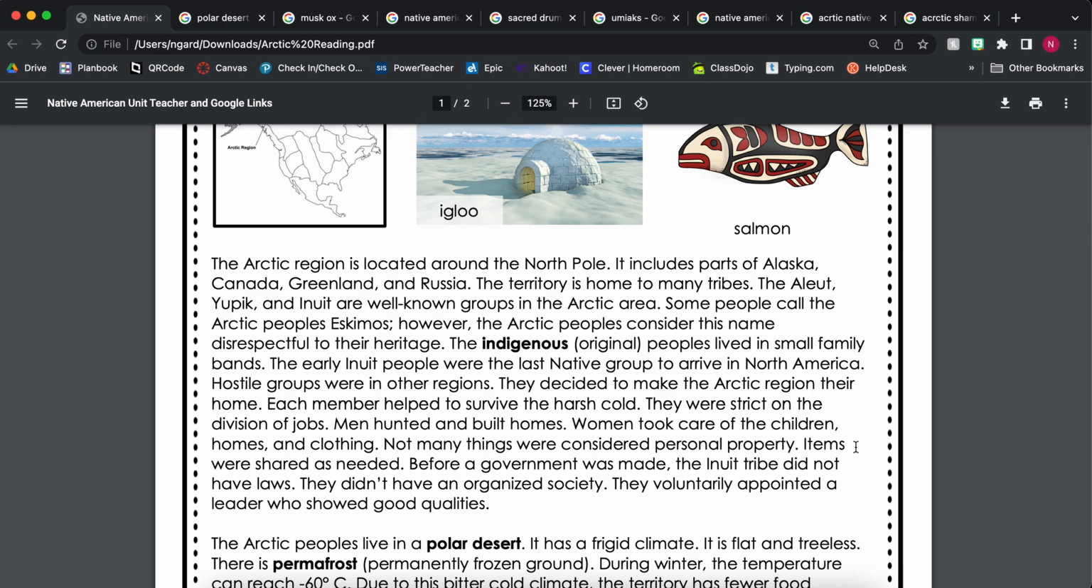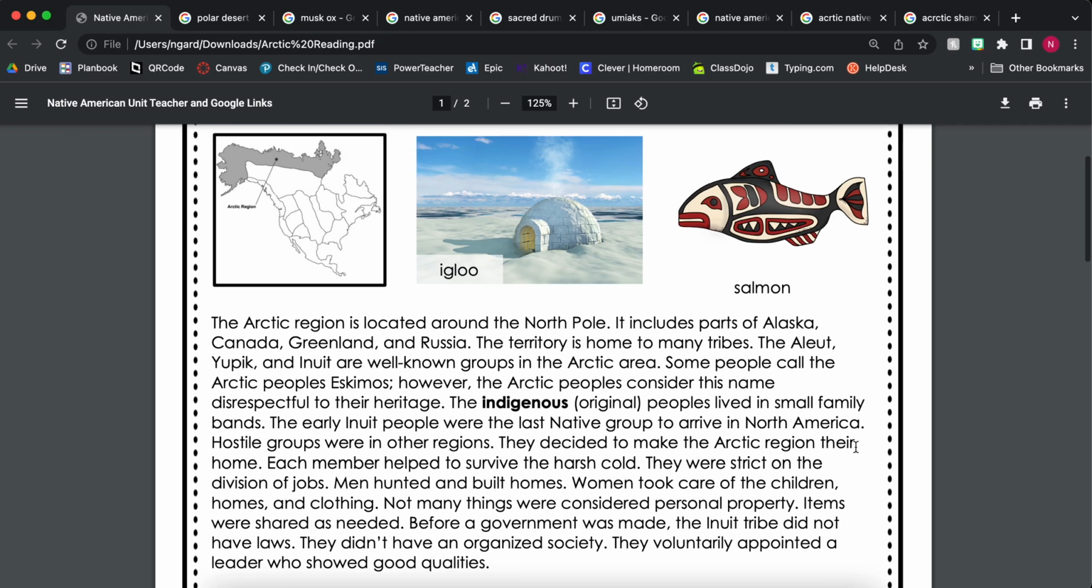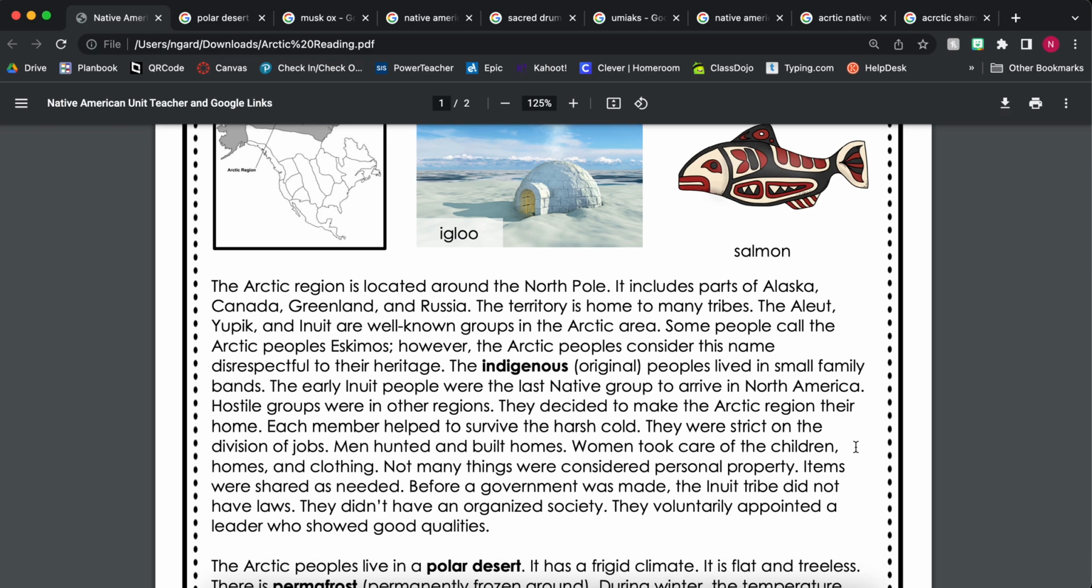Not many things were considered personal property, meaning pretty much everything was shared by everybody. Items were shared when they were needed. Not even just between families, but items would have been shared between anybody within their community. Because again, it was all about survival. So anything that would help somebody else, they are going to get it, right? No questions asked.